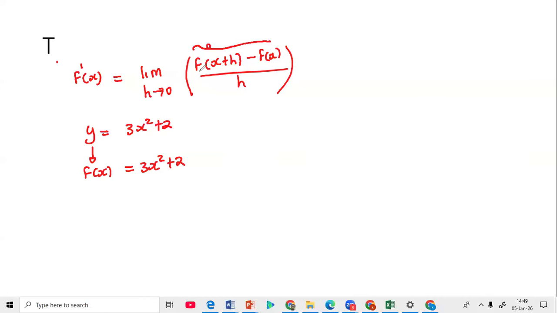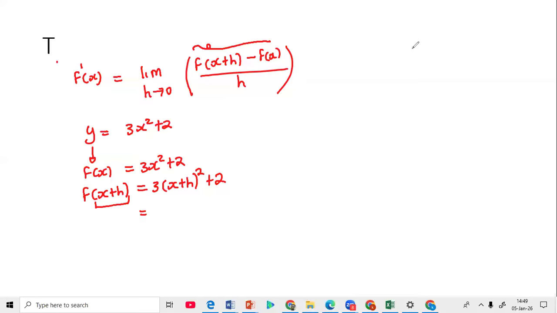In the numerator, we have f of x plus h. So you say, now I want f of x plus h. Remember your functions, that wherever there is x is where you put x plus h. So that means I'll have 3 times x plus h, everything squared, then plus 2.